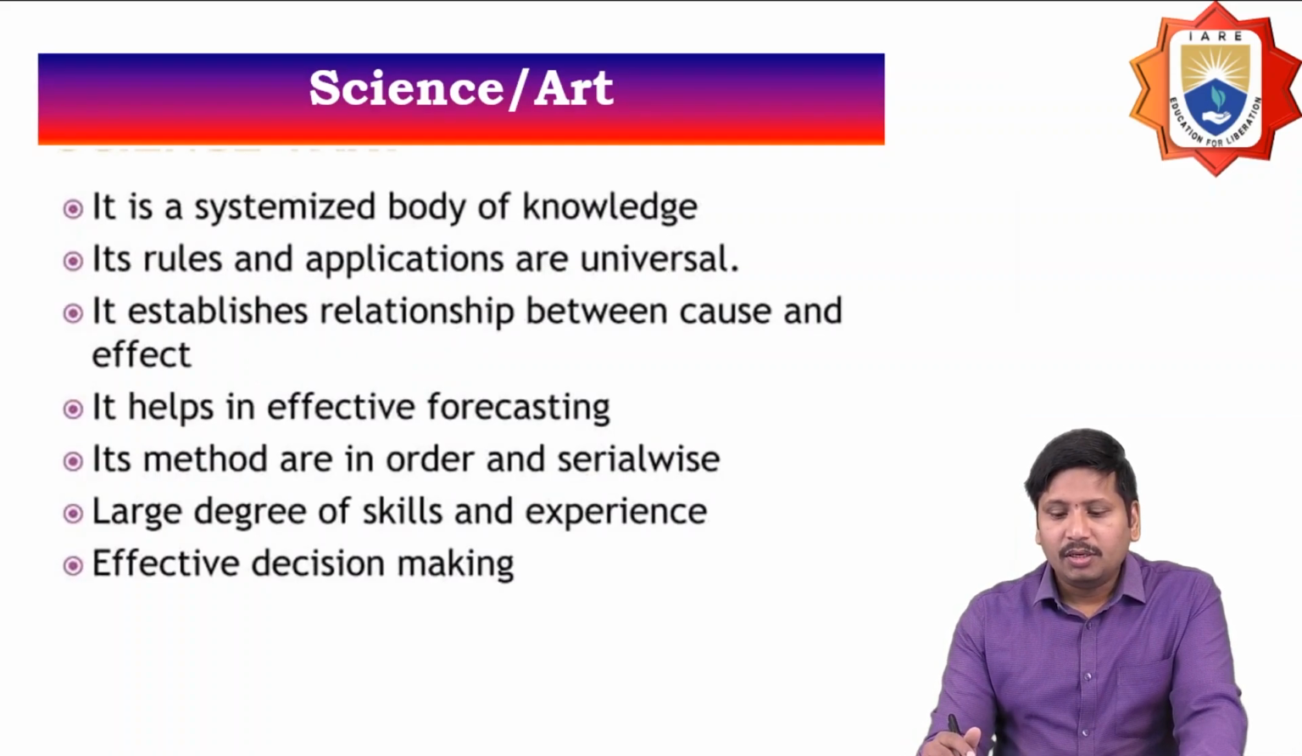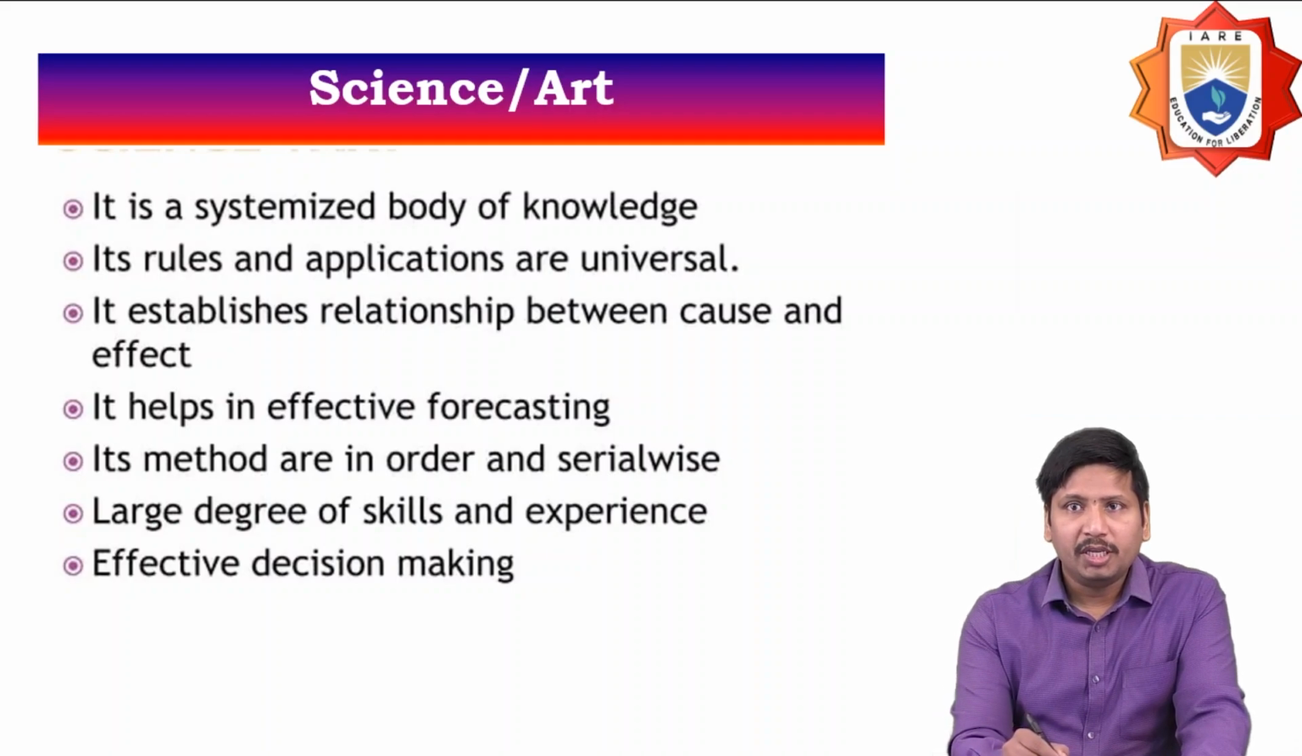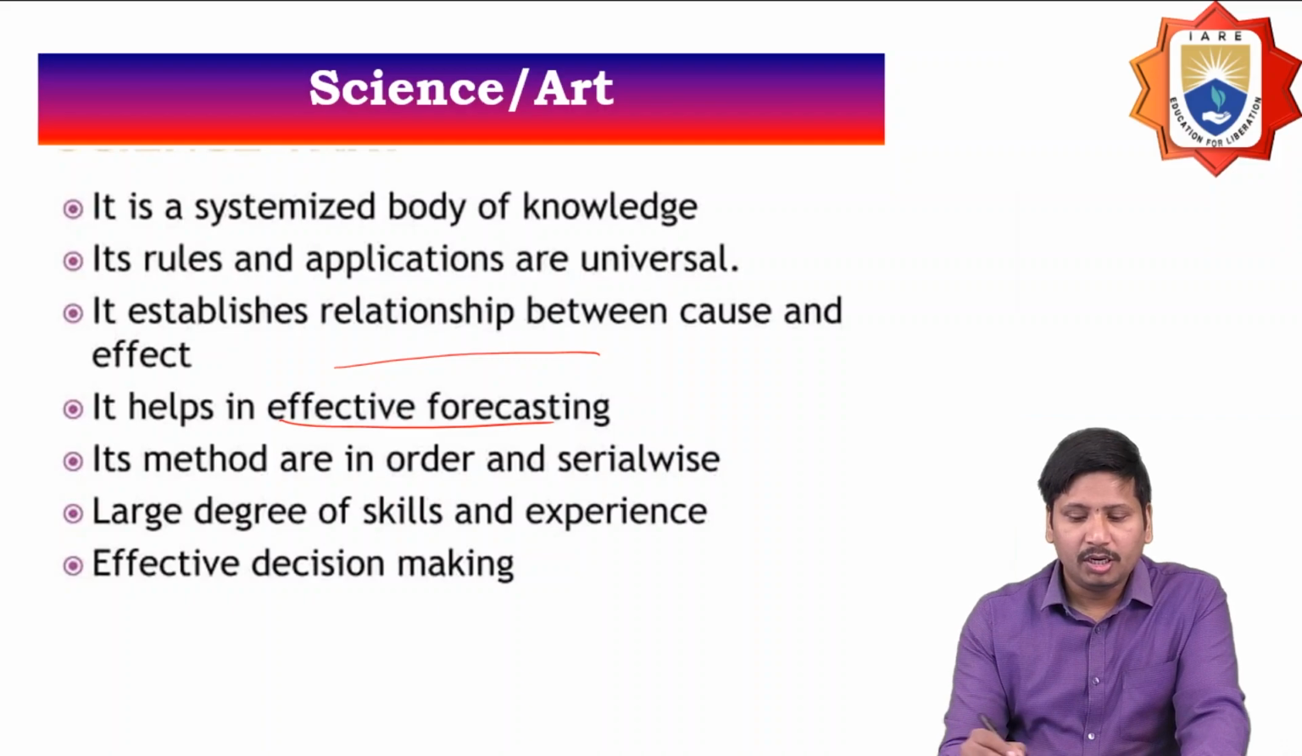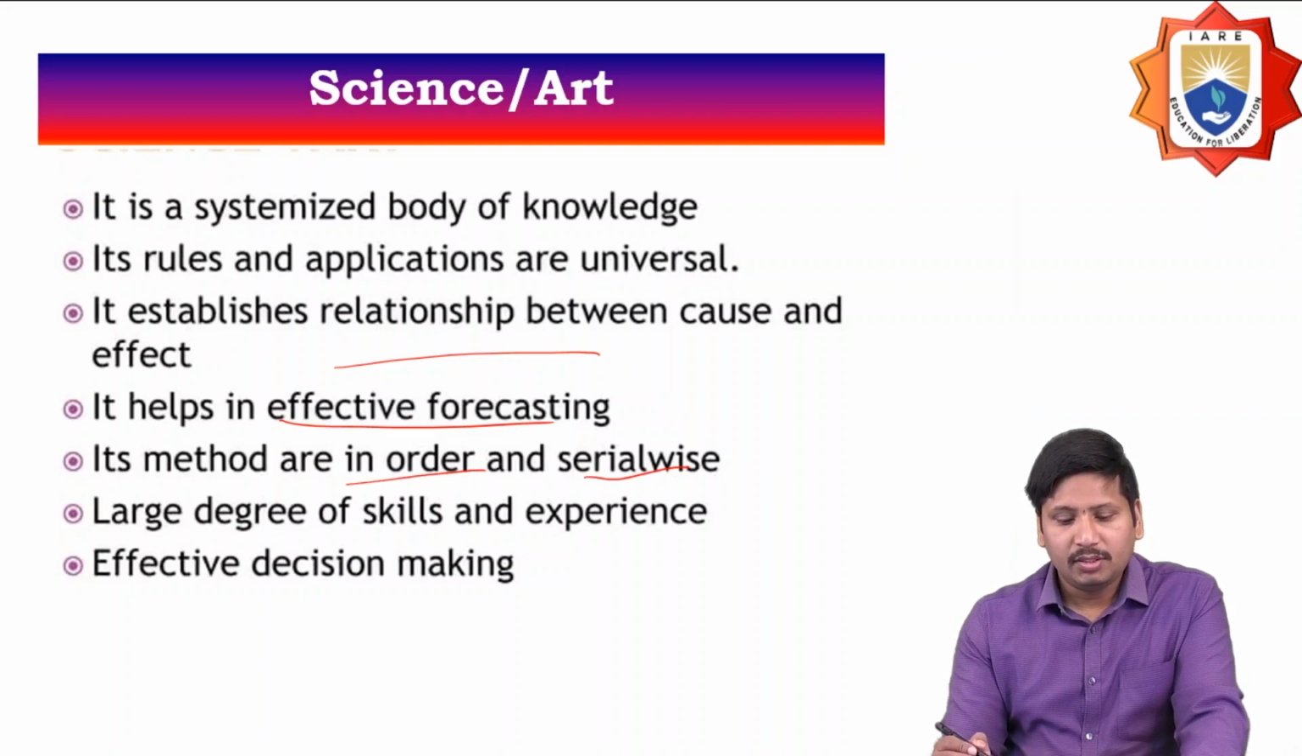So statistics should be a science or an art. It should be a systemized body of knowledge. Its rules and applications are going to be universal, and it should also establish a relationship between cause and effect, and should also be helpful in effective forecasting. Its methods should also be in order or serial-wise, and a large degree of skills and experience is needed, and effective decision making also needs to be performed on statistics.